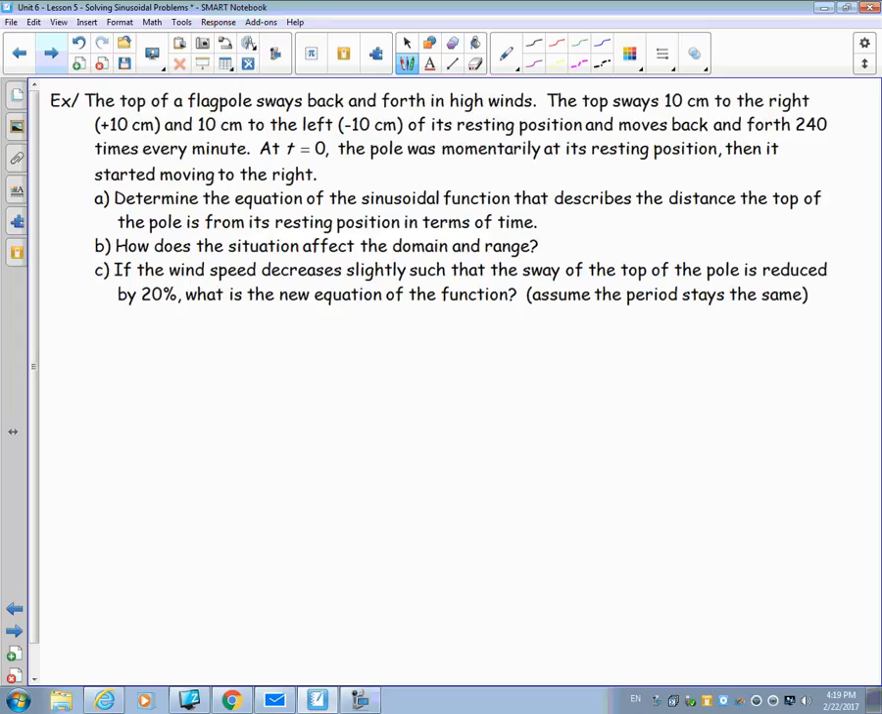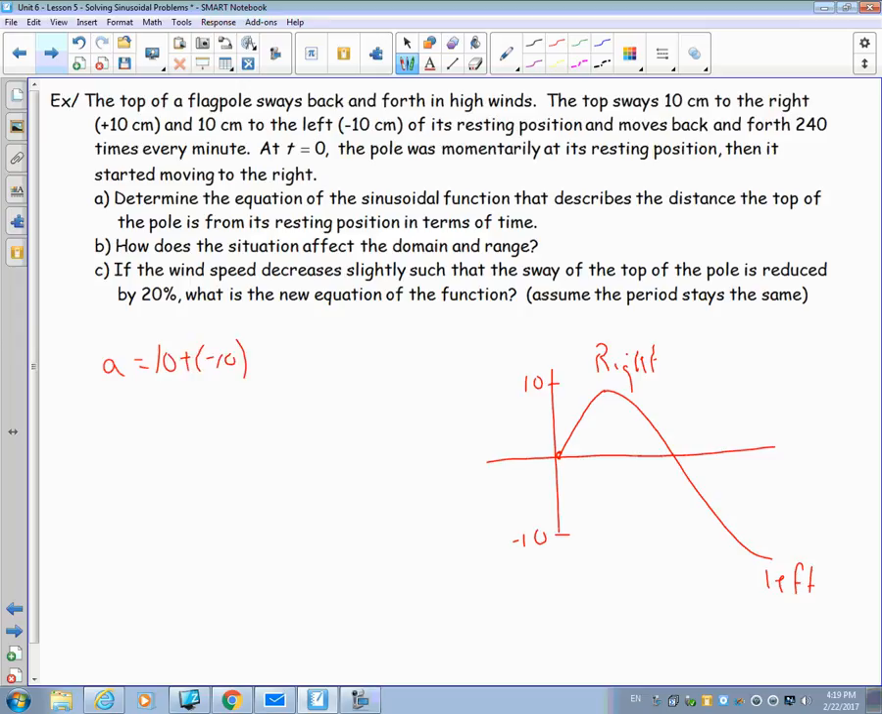So what can we figure out? Well, we know the maximum. If we think of this as we're going to the right and then back to the left, our maximum would be 10 to the right and negative 10 to the left, right? So 10 minus negative 10 over 2, amplitude is 10. Central axis, well, common sense says it should be 0, and it is.